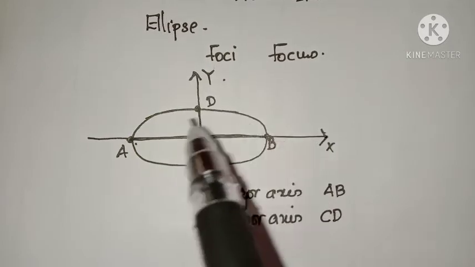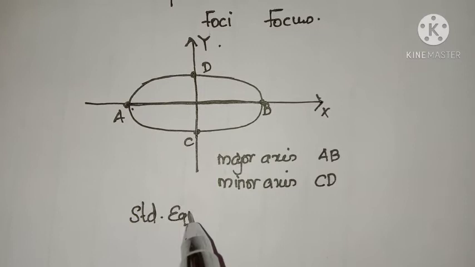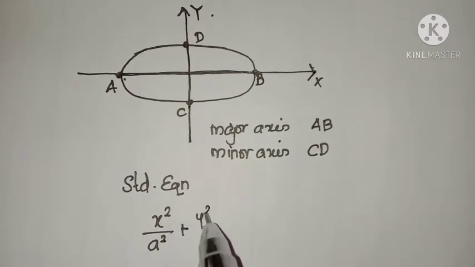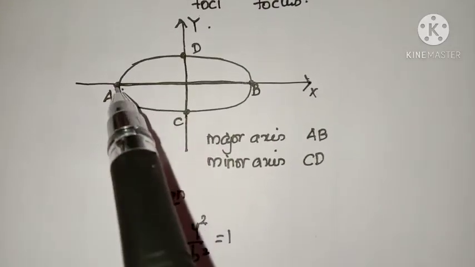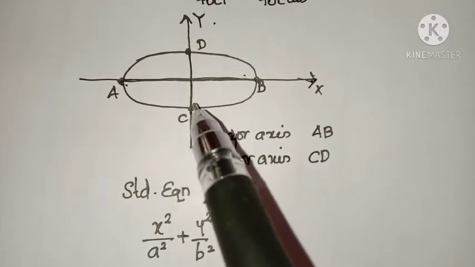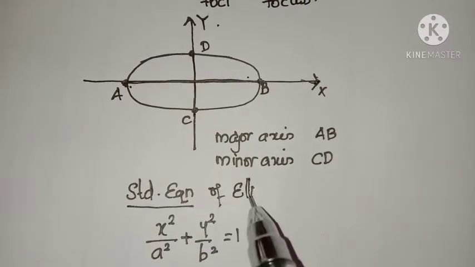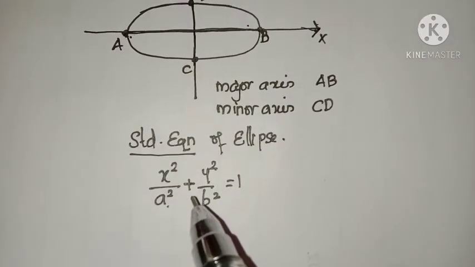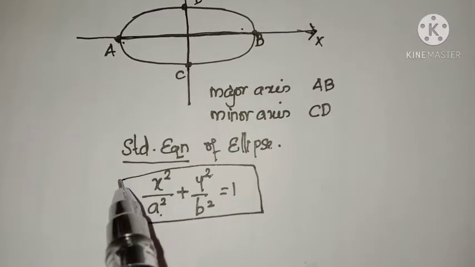In this orientation, in this form, we can define the standard equation of the ellipse as, please note down, x square by a square plus y square by b square is equal to 1. Okay. If the major axis is along the x-axis and the minor axis is along the y-axis, then the standard equation of the ellipse is x square by a square plus y square by b square equal to 1. So learn this formula by heart.